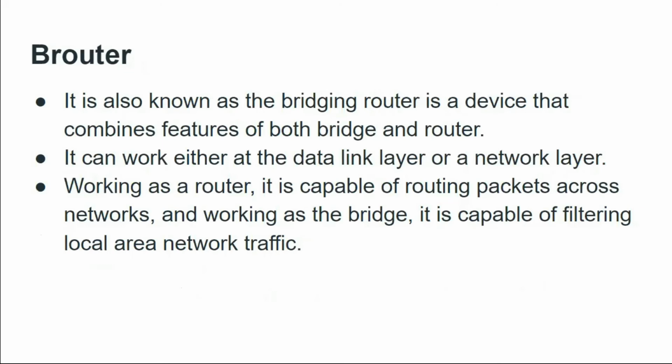The next one is the brouter. It is also called a bridging router. It combines the process of a bridge and a router. It is a device that combines features of both bridges and routers, and it can work in the data link layer or the network layer. So both layers, because the router belongs to the network layer and the bridge belongs to the data link layer. So it is able to work in both cases. Working as a router, it is capable of routing packets across the network based on IP addresses. And working as a bridge, it is able to filter the information when it goes through the local area network or the wide area network.